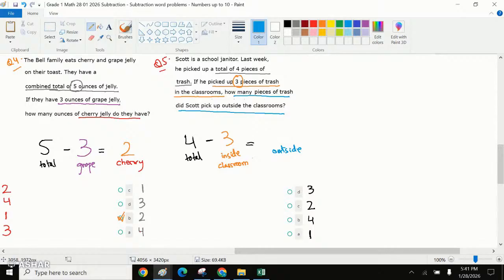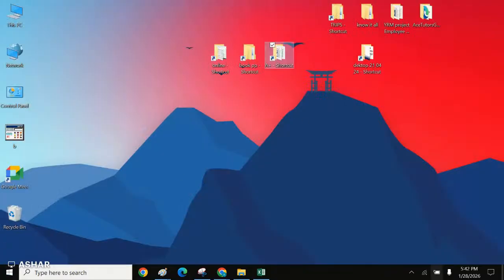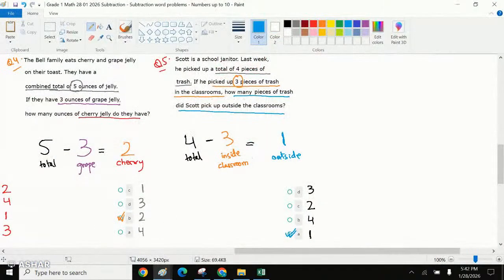That means 4 minus 3 should be equal to, yes, it should be equal to 1. Agreed? Thank you. And we look at the options. One is option number A. So we click on this option and we say A is the correct answer.